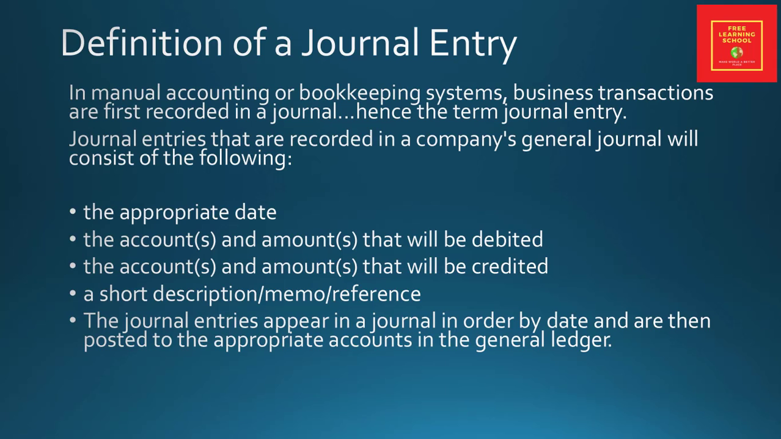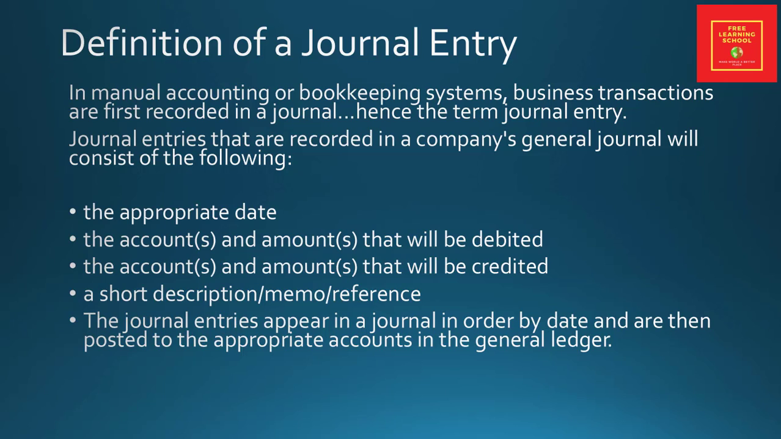So the definition of journal entry is: in manual accounting or bookkeeping systems, business transactions are first recorded in a journal. Hence the term journal entry. Journal entries that are recorded in a company's journal will consist of the following things. Number one is the appropriate date. Whenever you make a transaction, whether it is a cash transaction or a credit transaction, it happened on a particular date, at a particular time. So date is very important because we get information based on transaction dates.